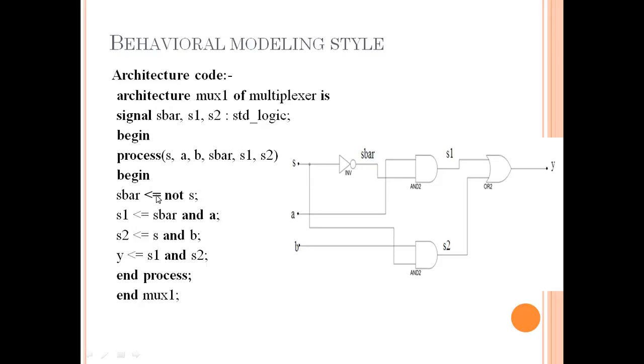Next are the concurrent statements. So first is S bar equals not S, the inverter. Next is S1 equals S bar and A. Next is S2 equals S and B, and last is Y equals S1 or S2. Also we have to end the process statement, using the end keyword followed by the keyword process. At last we have to end the architecture.